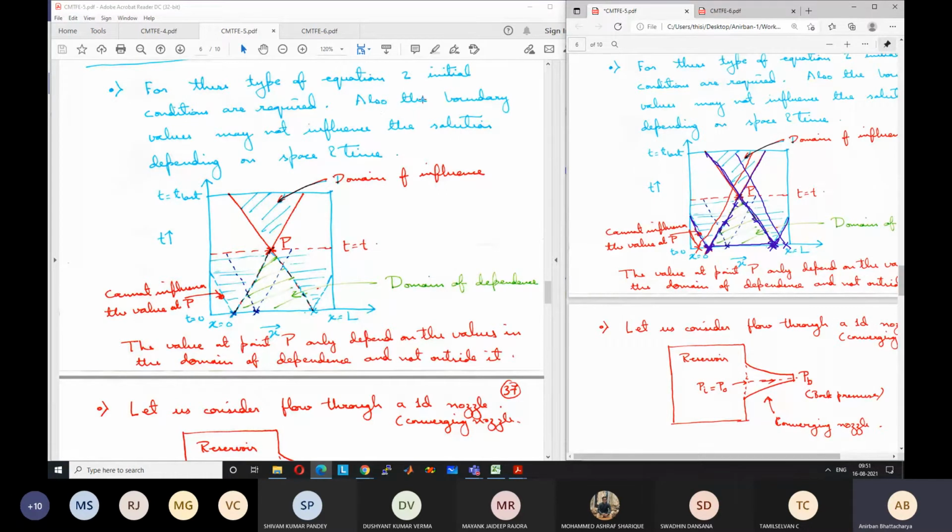Now we will come to this line: the boundary values may not influence the solution, depending on space and time. Can you give an example of this? Where the boundary value is not able to influence the solution at a particular point in space and time, where the boundary condition does not influence the solution at a particular point in space and time?